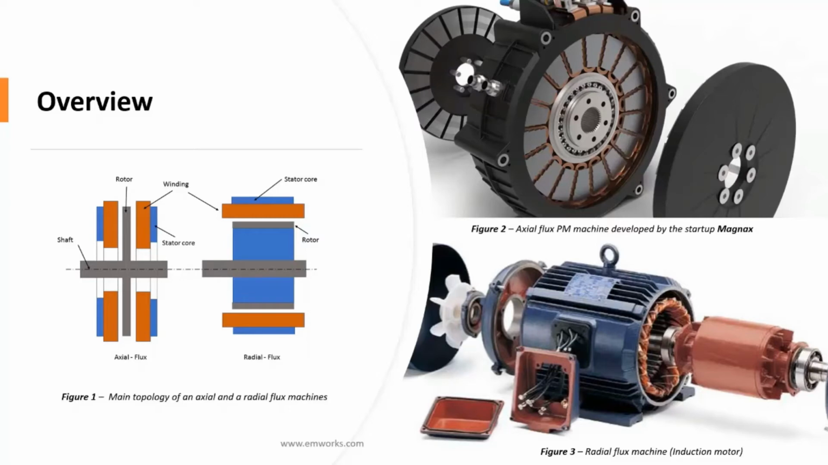It presents several topologies like the double-sided rotor axial flux permanent magnet machine or double-sided stator. It comes also with or without iron cores. Figure 2 shows the EMworks axial flux permanent magnet machine developed by the Belgium startup Magnax, while in figure 3 we can find the typical radial induction motor.